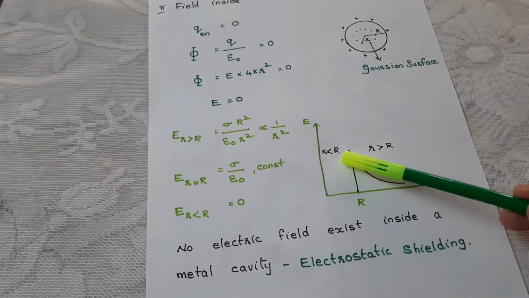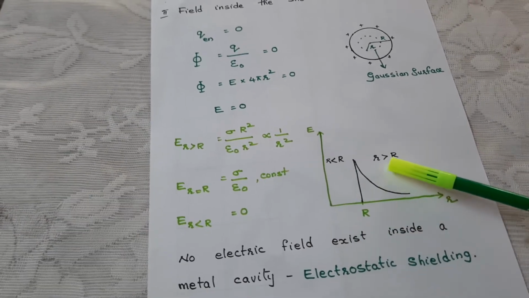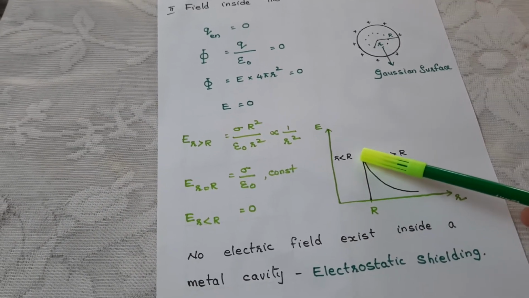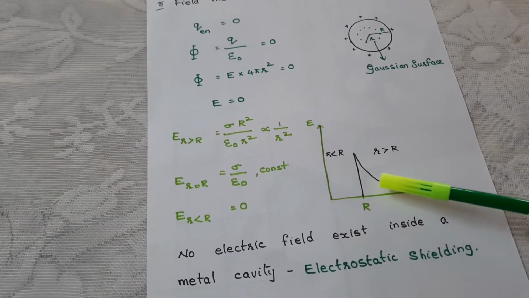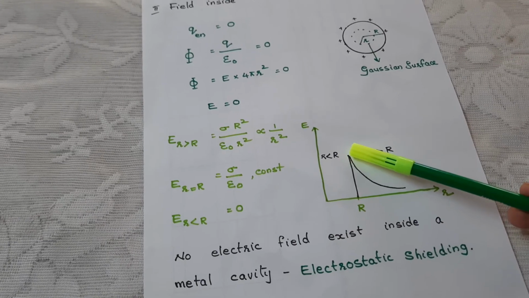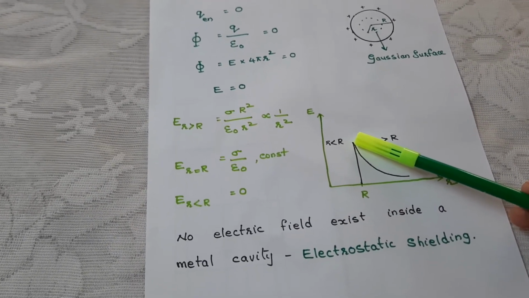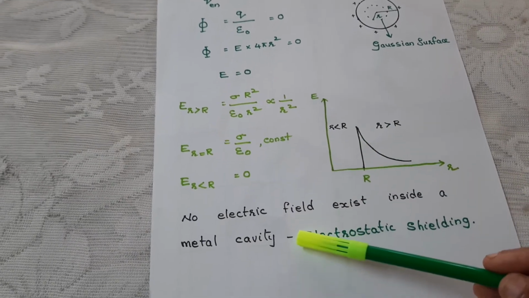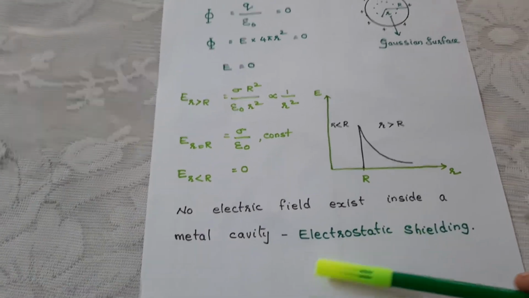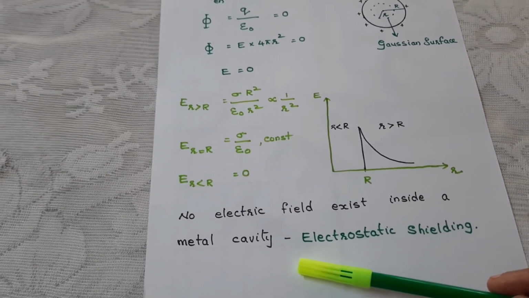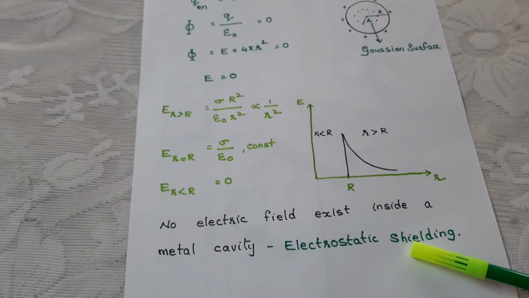For r less than capital R, the electric field is 0. And for r greater than capital R, the electric field is inversely proportional to r square. And on the surface, the electric field is maximum, sigma by epsilon 0. So we can say no electric field exists inside a metal cavity. This phenomenon is known as electrostatic shielding.